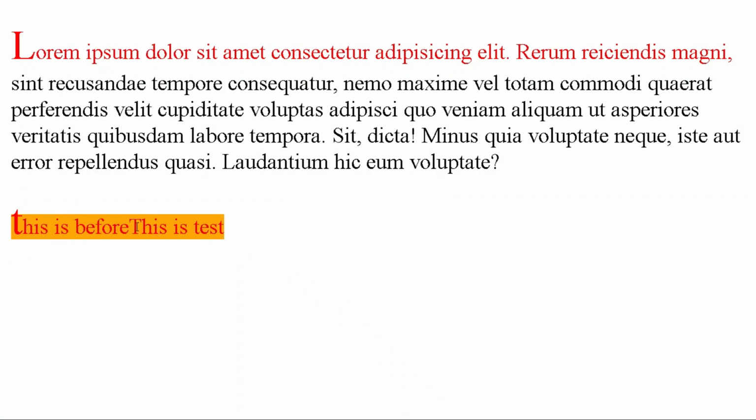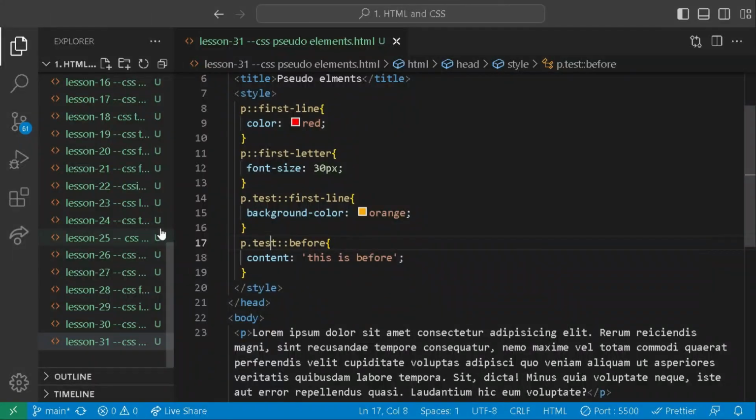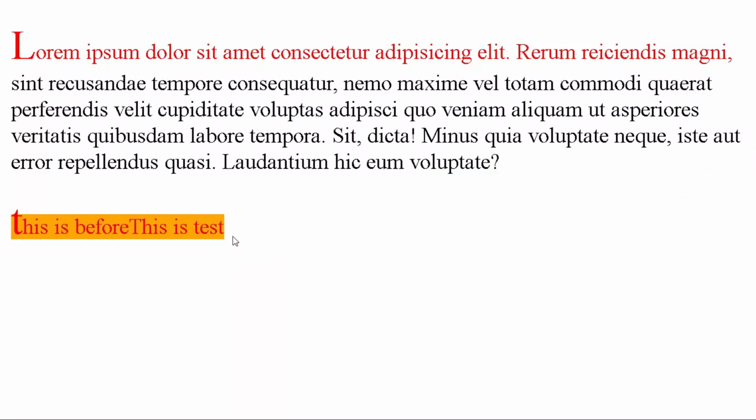So right here, if you see, then the content of this p tag has changed. This text that we wrote inside the content property of that pseudo element, which is right here, has just become the starting part, or has been rendered to the content of the element, and it is just inserted into the element before its original content.